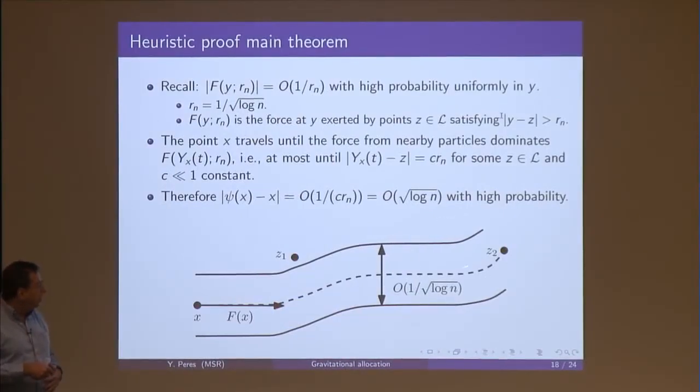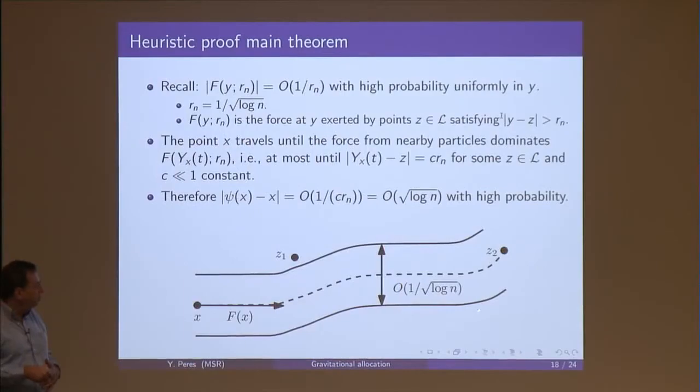So the strip has area of order 1 after you've gone a distance of root log n, because it's a strip of width 1 over root log n. So that's why the point will travel until accidentally there is a star close enough to its path, and then it will just veer and fall into that star. And that distance is going to be root log n.